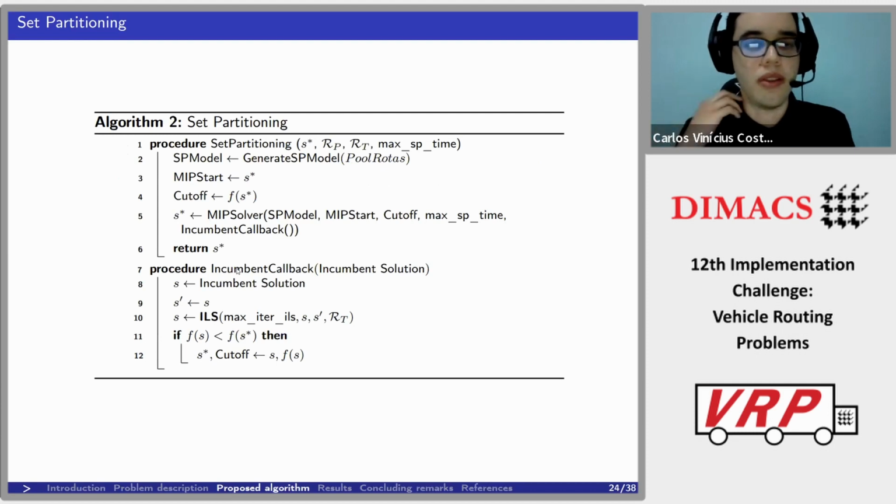And here's the set partitioning procedure. So we generate the model accordingly. We use the cost of the best solution as a cutoff value. And we also implement an incumbent callback procedure where every time we find an integer solution during the solving process, we try to improve it again by using ILS. And if we can do that, we update the cutoff value.